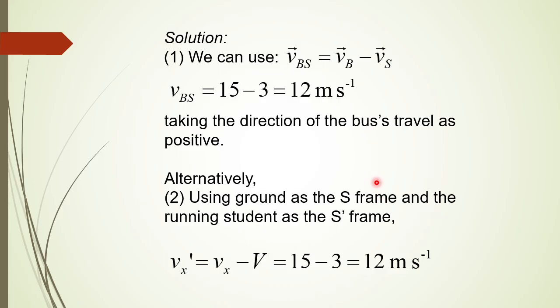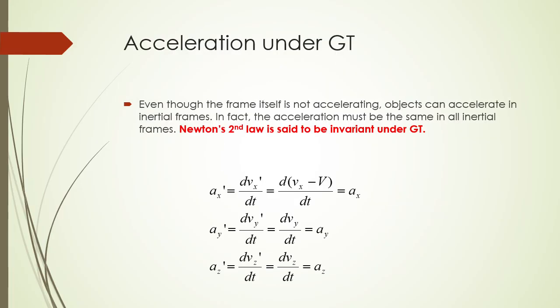Okay, so we did displacement, we did velocity, let's do acceleration. Acceleration under Galilean transformation. Although the frame itself is not accelerating, objects can accelerate in inertial frames, because we're just measuring objects. The objects themselves are free to accelerate or move however they want. The frame itself cannot accelerate, which means the coordinate axis cannot accelerate. We said Newton's second law is invariant under Galilean transformation, which means the acceleration of an object measured in the S frame should be the same as in the S prime frame.